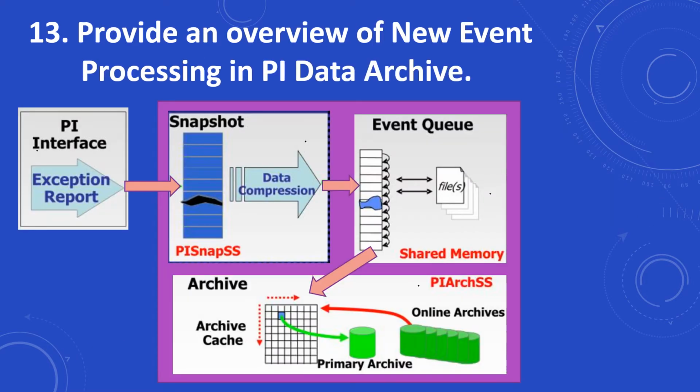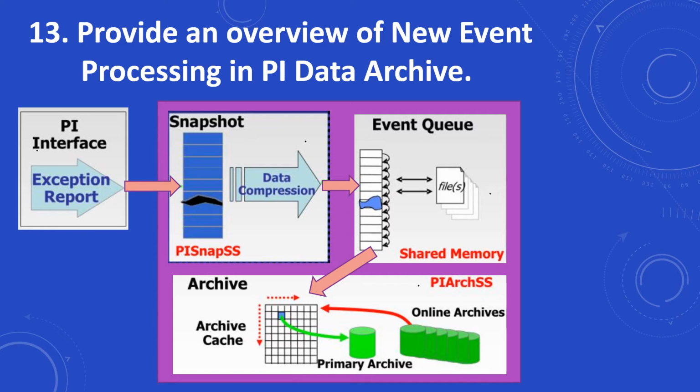Provide an overview of new event processing in PI data archive. Here we have to provide how a new event processing in PI data archive happens. Starting, PI interface collects data from the data source and passes them on to the server in the form of events. The interface completes the following steps.